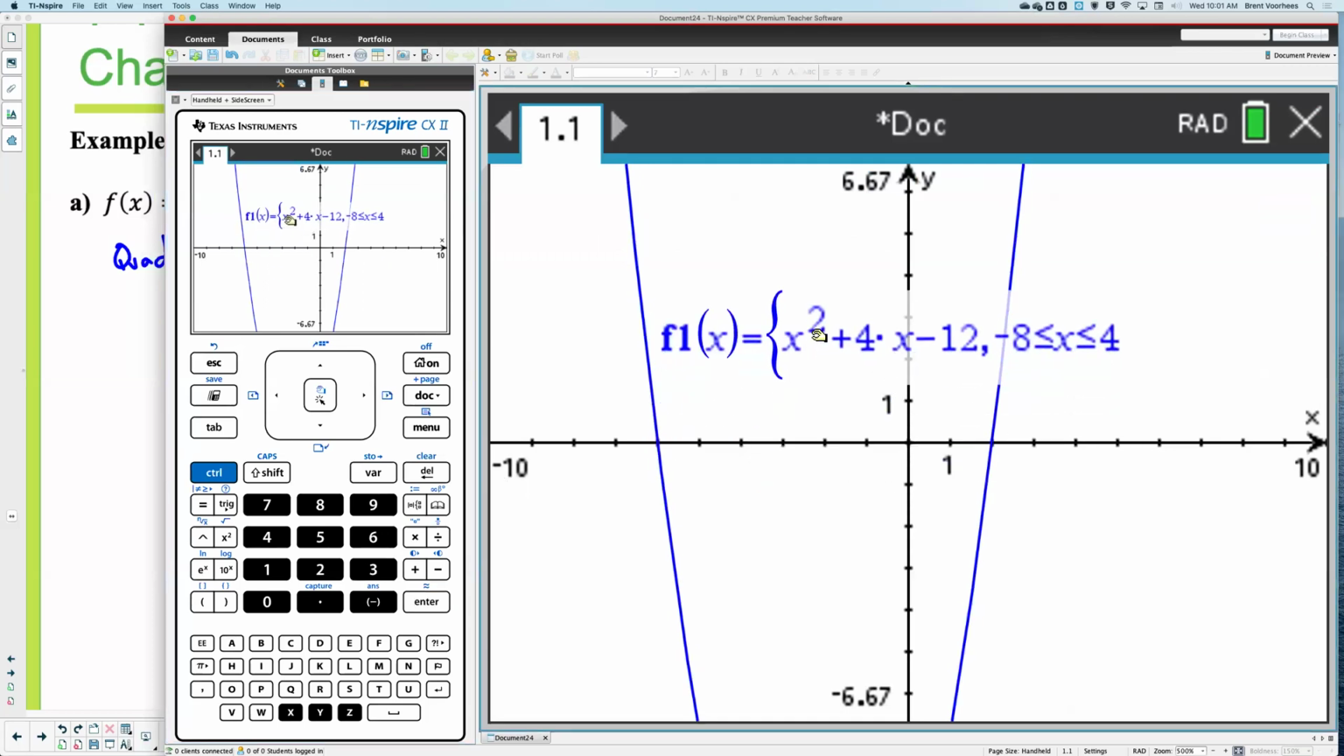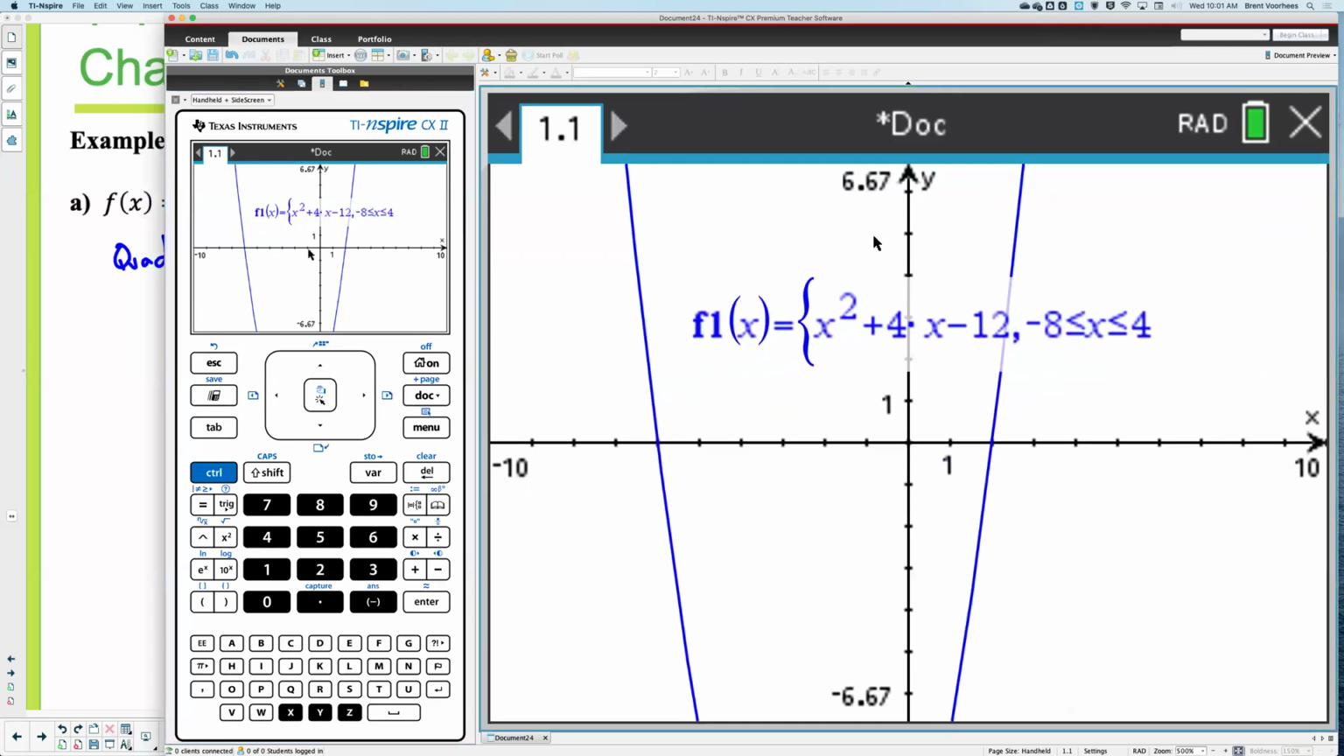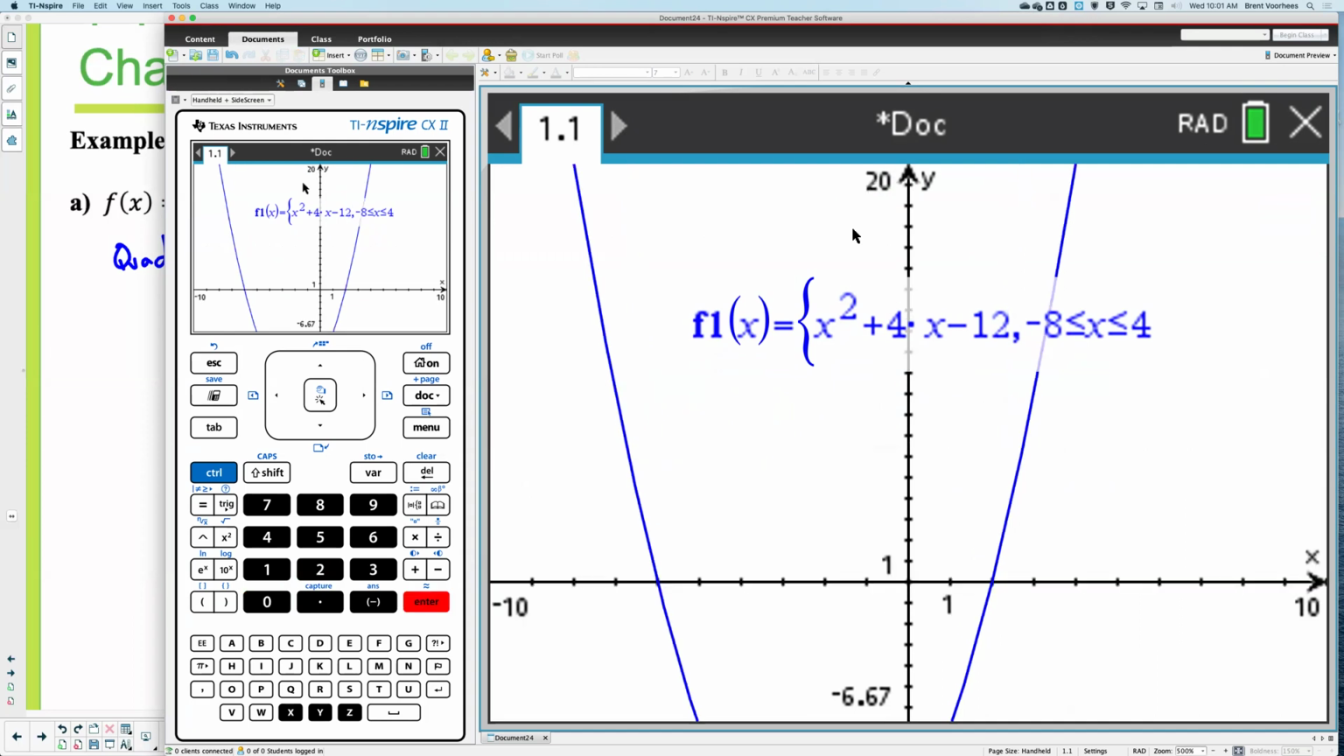Okay, and what I'm going to do is I need to be able to see a little bit more in this graph to get all my values. So I'm going to zoom this out. Here's how I'm going to do it specifically. I don't want to go too far. I'm going to highlight the 6.67 at the top of my screen. I'm going to double click it, and I'm going to type in 20. I'm going to press enter. And we'll go to the bottom of the screen, and I'm going to type in -20.